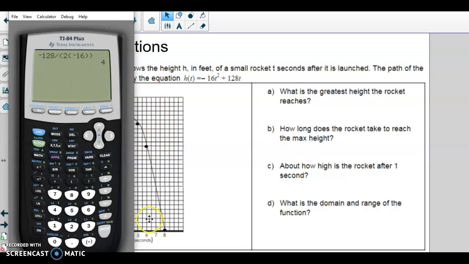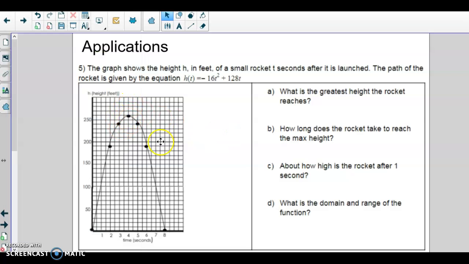Now to find the height that goes with that x value, I'm going to plug that 4 in for t. So I have negative 16 times 4 squared plus 128 times 4. And press enter. So the actual maximum height here is 256. So it takes 4 seconds to get to a maximum height of 256. That's what the vertex in this situation means. I'm going to write that down quick.